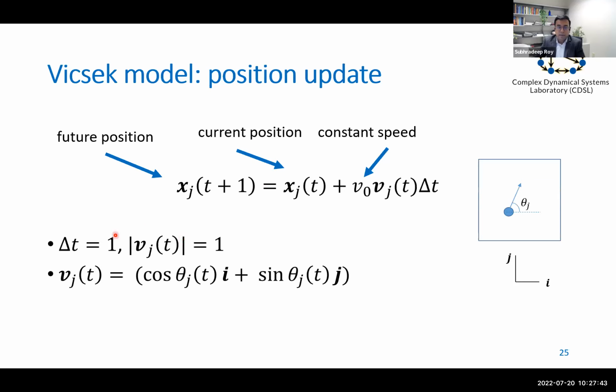And since it's a unit velocity vector, we can also express it in terms of the heading direction. So let's say this is the theta that agent j is currently making with respect to the i-axis. This is my coordinate system. I can write it as cosine theta along i and sine theta along j. So this would be its heading direction. This is how the position would be updated for all agents for all time.